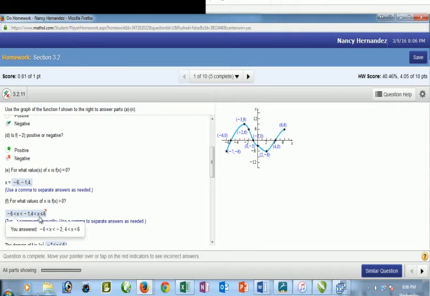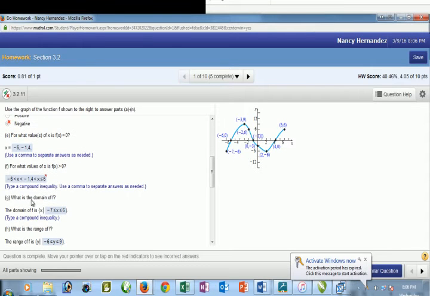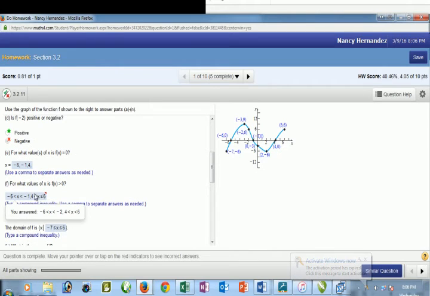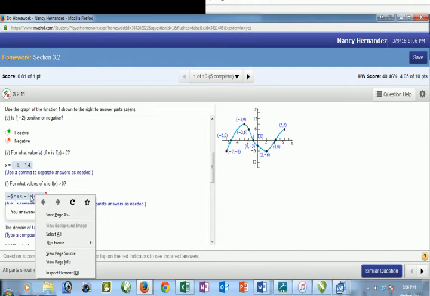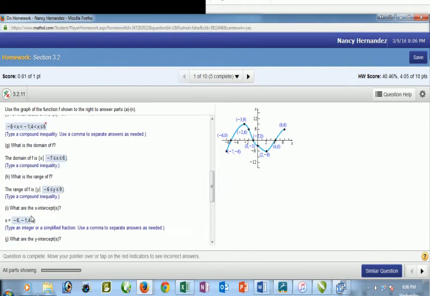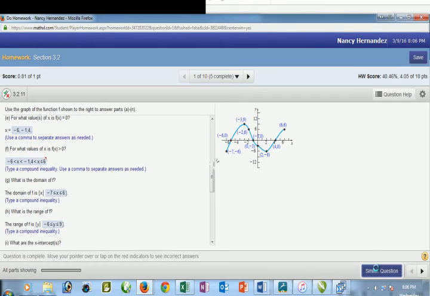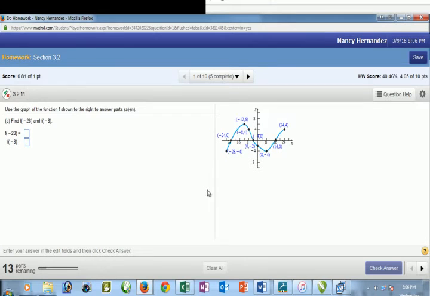So let's type this in and see if it's going to let me reset that. Okay, I'm going to take a moment here, go on my side and see if it lets me. I'm going to hit similar question so I can start over. There we go.